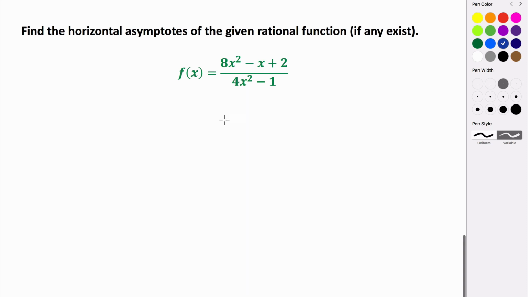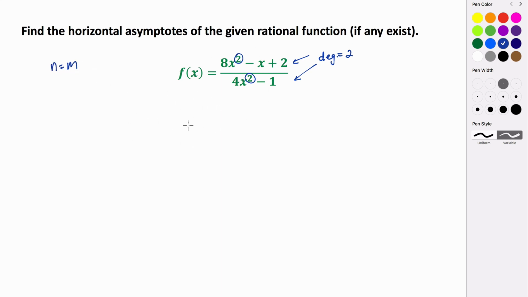Let's take a look at another example. We're given the function f of x equals 8x squared minus x plus 2 divided by 4x squared minus 1. Again, we are trying to find the horizontal asymptotes if they exist. Again, we have to consider the degree. The degree of the numerator is 2, and the degree of the denominator is 2. So the degree is equal to 2 for both of these, which means that n is equal to m, which is that third case that we talked about.